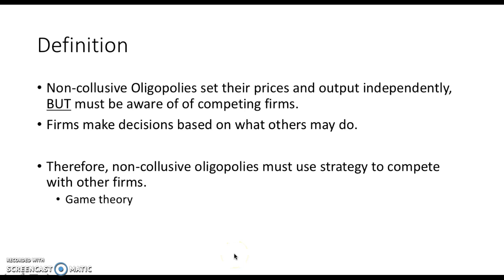So non-collusive oligopolies will set their price and output independently, but they need to be aware of what other firms are doing. Firms will make their decisions based on what other people may be doing. They're not going to get together with them. They're not going to have anything that's implicit, but they're going to look and see what everybody else is doing, and they kind of judge: if they're going to do this, then I'm going to do this.